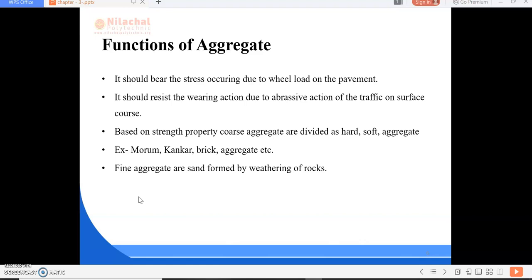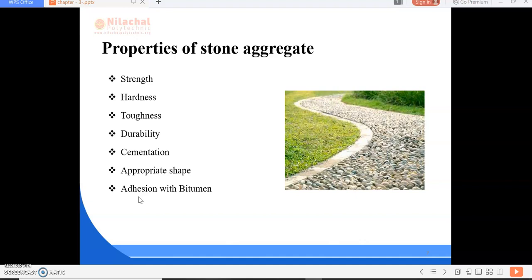Based on the strength property, coarse aggregates are divided as hard and soft aggregate. Examples of these hard and soft aggregates are morum, conker, brick aggregates, etc. It should resist the wearing action due to abrasive action of the traffic on surface course. Fine aggregates are sand formed by weathering of rocks. Next, the properties of stone aggregate: strength, hardness, toughness, durability, cementation, appropriate shape, adhesion with bitumen. So these are the important properties of our stone aggregate.